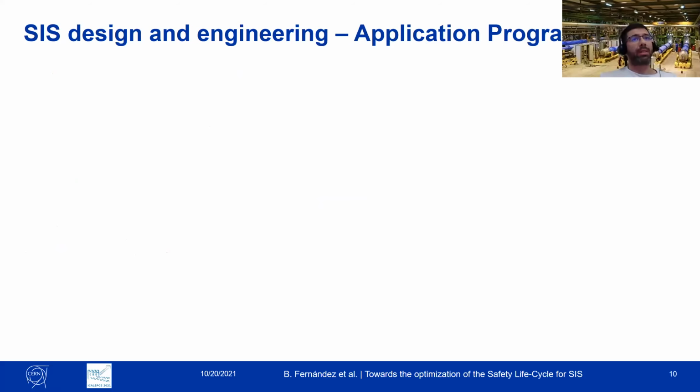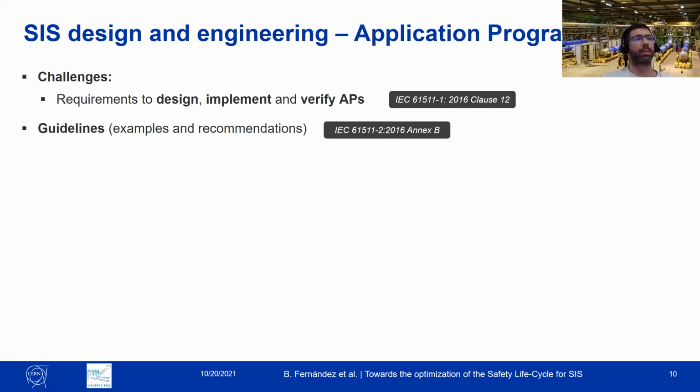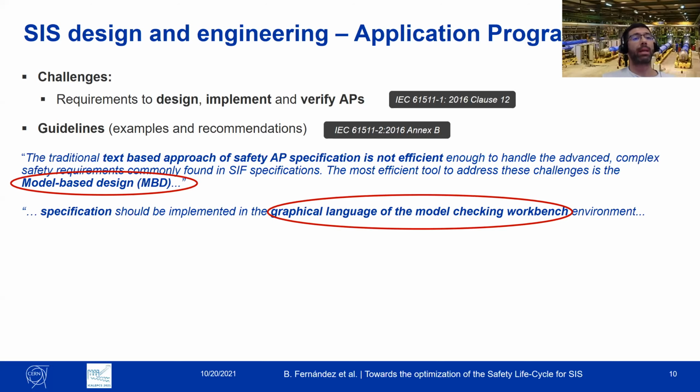Now, the next bunch of requirements, as I mentioned before, is about the software, the application program. The standard tells us how to design, how to implement, and how we should verify the application programs. In addition, it also gives us examples and recommendations. I just extracted here two quotes that I consider very relevant for our strategy for the application programs. Basically, they are telling us that the traditional test-based approaches are not efficient enough, and we should apply model-based design in our specifications for the software. Also, it tells us that we should apply a graphical language with model checking. And this is basically what we have done.